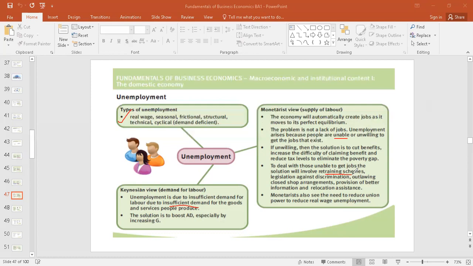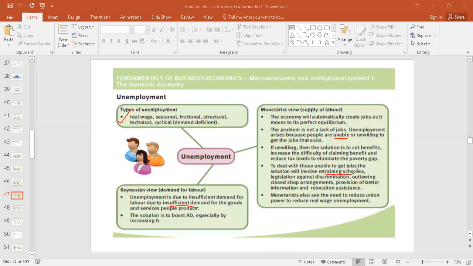So the real wage issue arises when the wage that is paid by the firm is felt not to be sufficient enough to cover the rise in prices. Then they stop working, they take the help of the trade unions, and they are willing to be unemployed rather than work for such low wages. So there is a strike which goes on, they demand a rise in the wages, and so on. That is what actually happens when the real wage issue arises. So to resolve that, reduce the impact of union power, to reduce real wage unemployment.